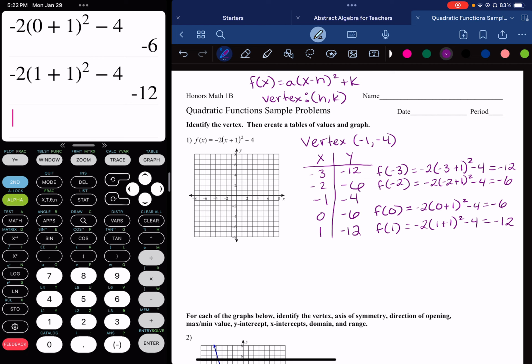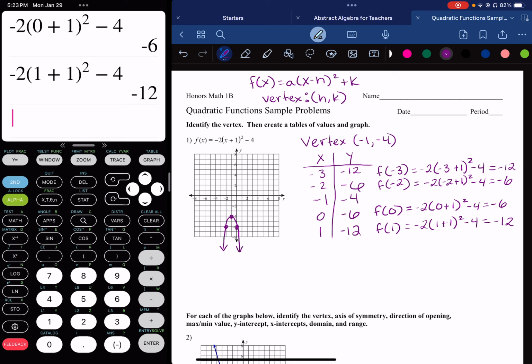Okay, so I get (-2, -6), (-1, -4), and (0, -6). Once you have your 3 points, which should look like a triangle, I'm going to start with the vertex point, which is (-1, -4), and I'm going to draw my U shape through the other 2 points, putting arrows on the ends of my lines.